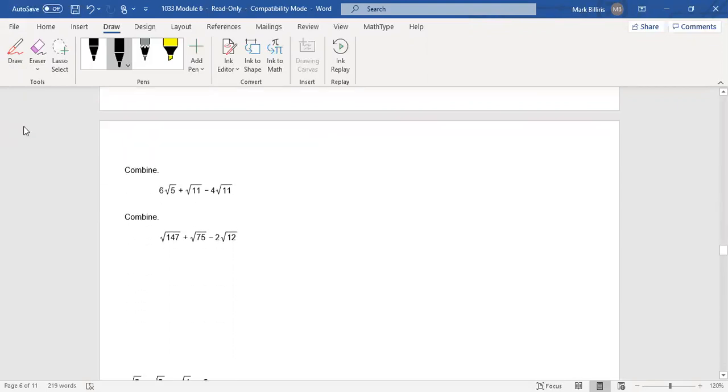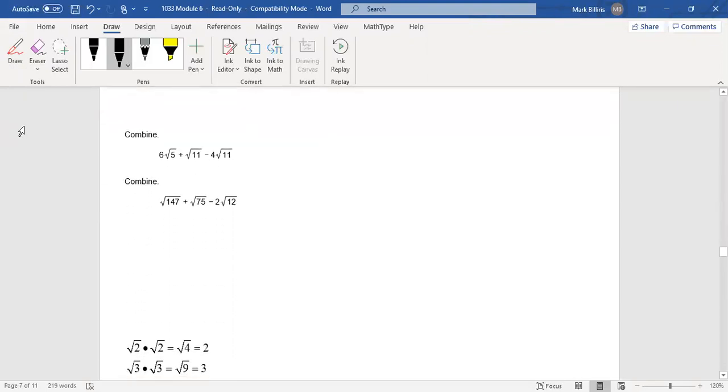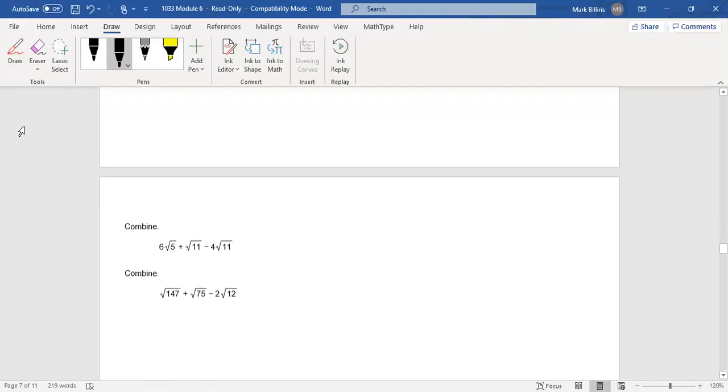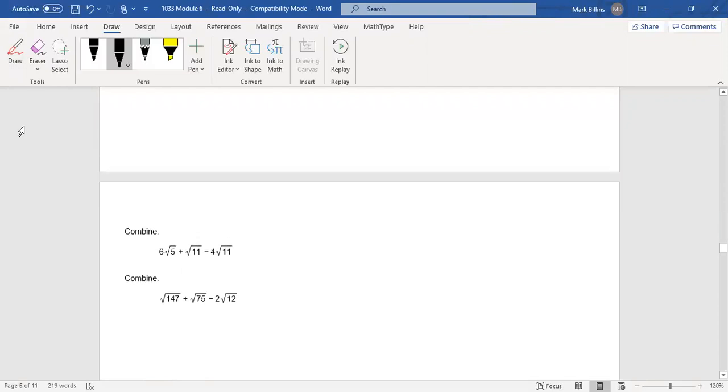So now let's get into operations on radicals. We're going to talk about addition and subtraction, of course, multiplication and division. In our first example, we have 6 square roots of 5 plus the square root of 11 minus 4 square roots of 11. The first thing that we're going to do is simplify each radical. In this case, these radicals are in the simplest form. In other words, there are no perfect square factors of these.